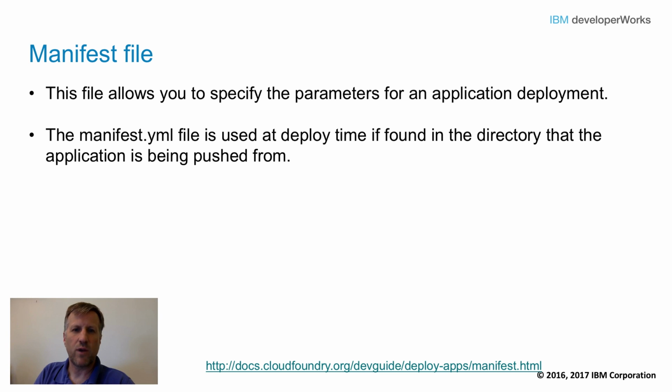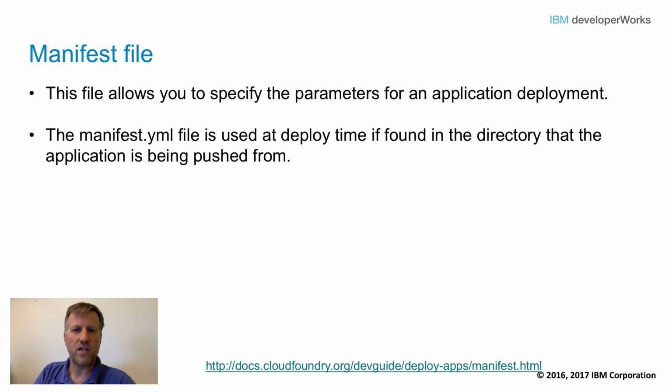There's two files to be aware of when you're deploying applications using the command line interface. The first and the most important is the manifest file. The manifest file resides in the home directory of the application at the top level with all the other application assets. It allows you to specify the parameters that will be used during the deployment of the application.